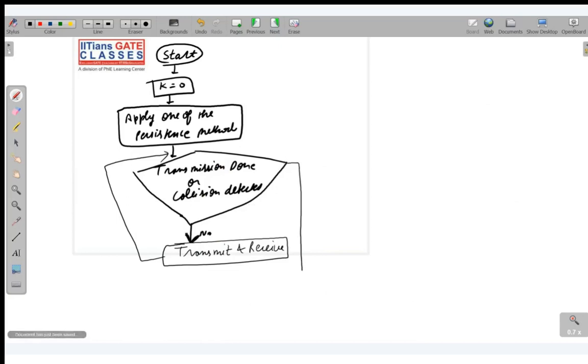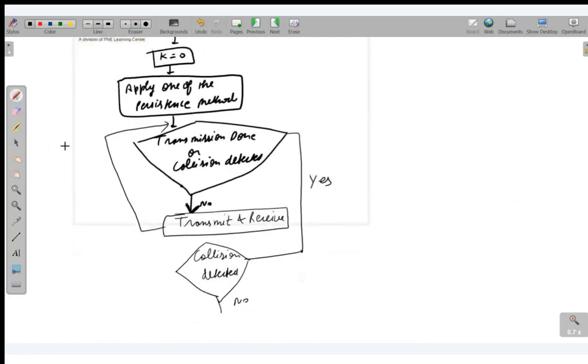That means yes. If yes is there, then there are two chances. Whether you have done the transmission or collision has been detected, I do not know. Yes means either this is true or this is true. So I have to check again. We will check collision detected. If collision is not detected, no, then we will say success. Why have we got success? Because collision is not detected, that means transmission has been done. If transmission has been done, then we have got the success.